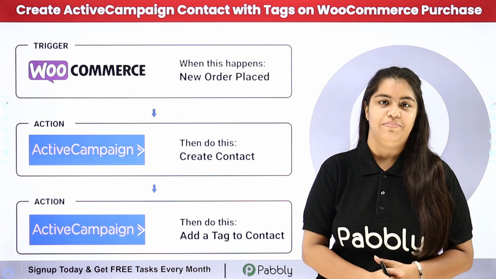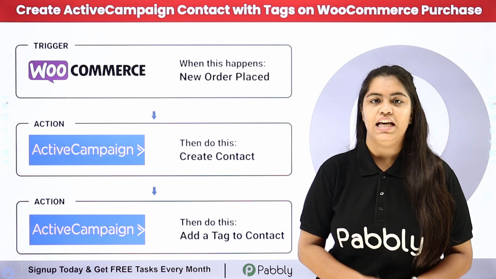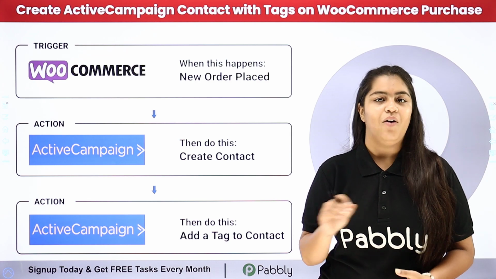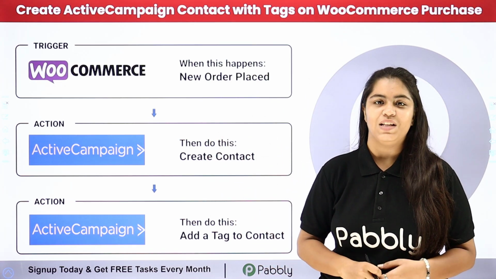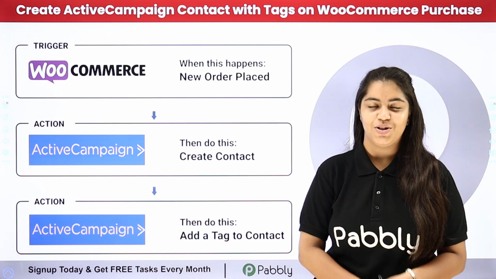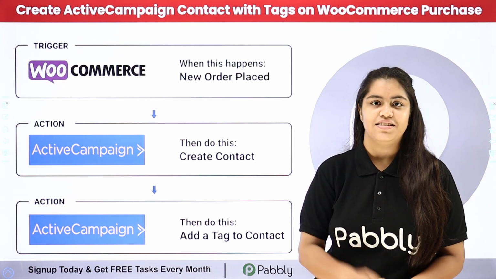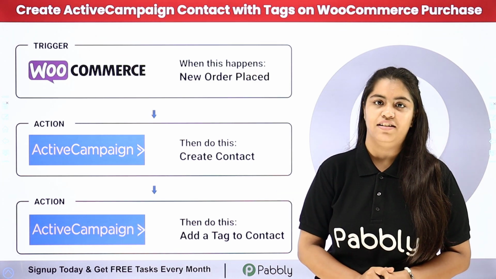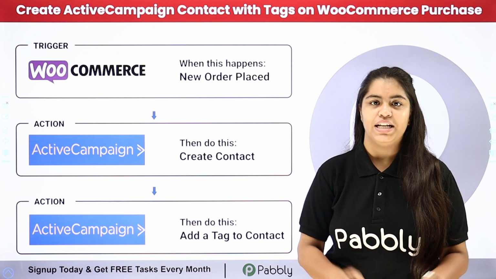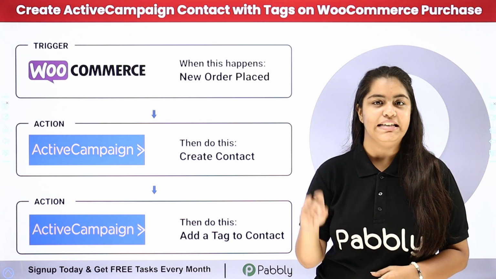I'm running an edutech company and I'm selling my courses online with the help of my WooCommerce account. And now I want that as soon as a new order is placed in my WooCommerce account, which means that as soon as a new course is sold, automatically with the help of the same details, a new contact should be created in my ActiveCampaign too with a specific tag. I'm going to do this because I want to create targeted email marketing campaigns for these customers.